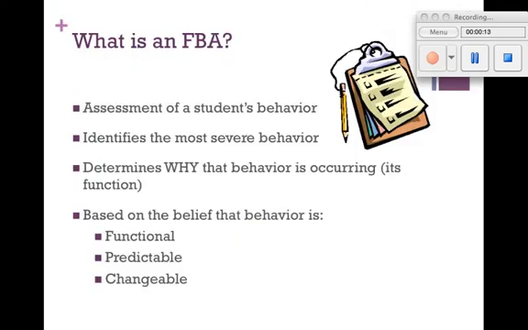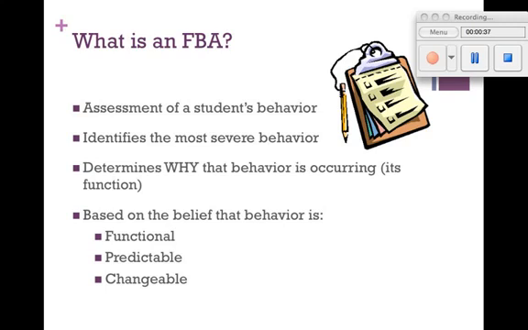So what is an FBA? An FBA is an assessment of a student's behavior. It identifies the most severe behavior that needs to be addressed, and it determines why that behavior is occurring, its function. And it's based on the belief that behavior is functional, meaning that it serves a purpose, there's a reason why a behavior is occurring.